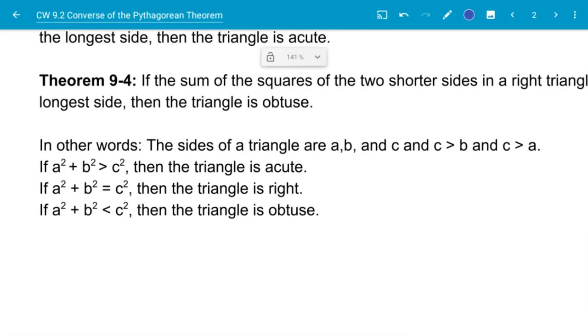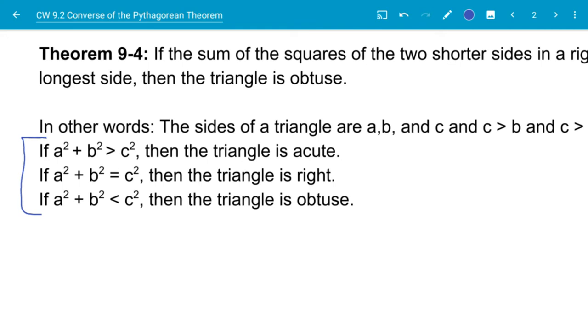And so from that, this right here is key. You need to make sure that you understand this. If the sum of the squares of the legs is equal to the square of the hypotenuse, you know that's a right triangle. If the sum of the squares of the legs is greater than what would be the hypotenuse, then that's an acute triangle. And if the sum of the squares of the legs is less than what would be the hypotenuse, then it is obtuse. So that's what you need to make sure that you know, memorize, and are very familiar with.